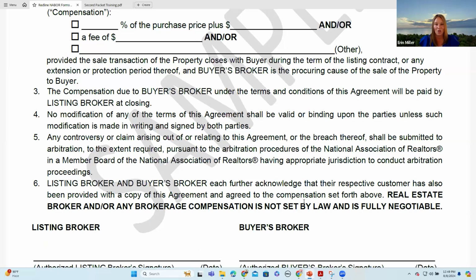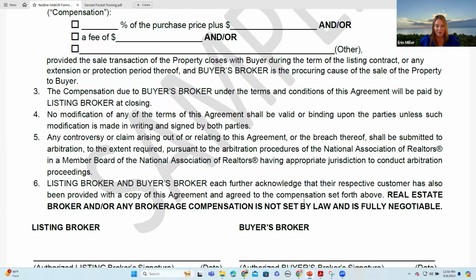Just as with any contract, we can't unilaterally modify, but we can modify with the buyer's broker and listing broker's agreement. If they both sign an amendment to this form, then they can modify the terms of this agreement.